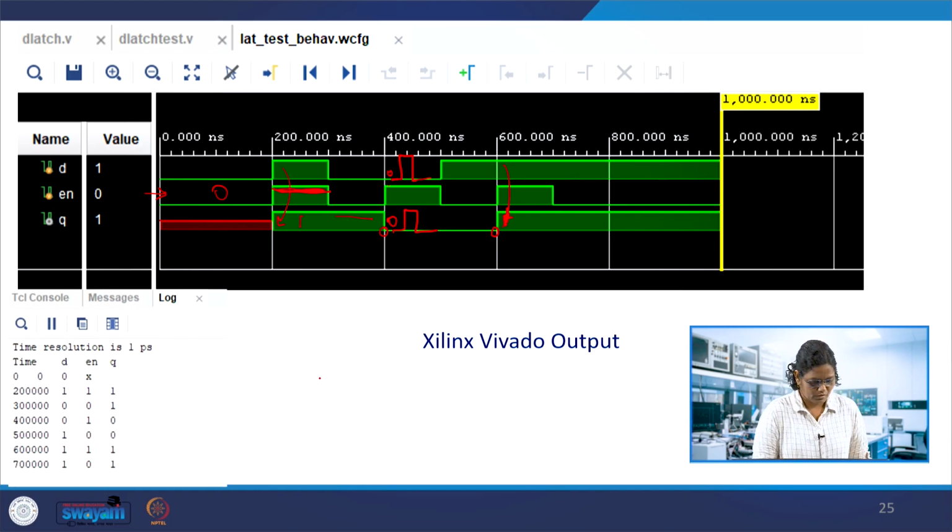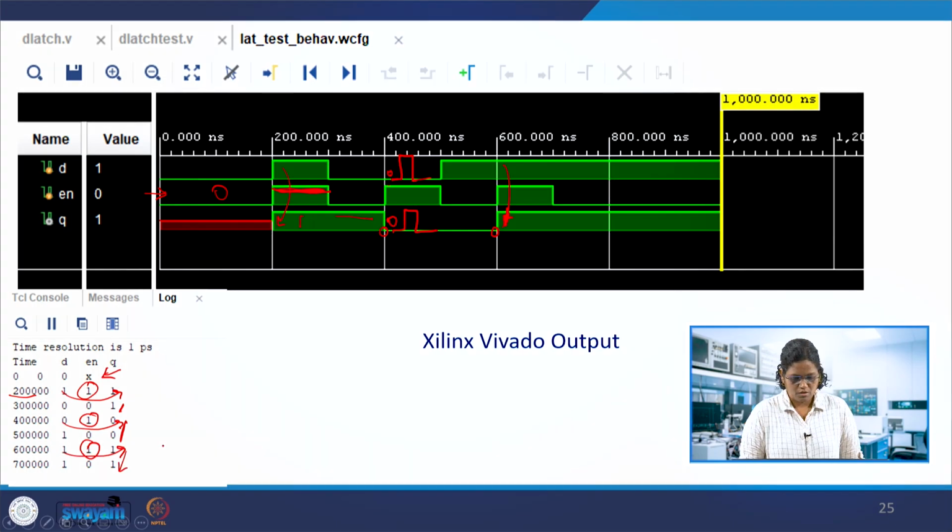The log file would give that at 0 it is giving unknown, and at 200 nanoseconds when the enable is 1, D is going to Q, and when enable is 0, the last Q value is maintained. When enable is made 1, the data is changed and it is passed to Q and maintained over here, though the data is changing while enable is 1. We will be looking at blocking and non-blocking assignments also in the next lecture.